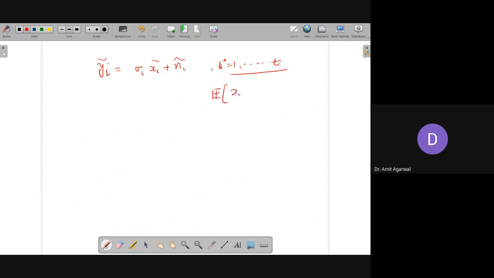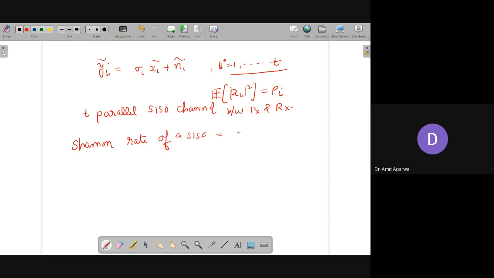And we say that each stream has power Pi. So there are T parallel SISO channels between transmitter and receiver. What is the Shannon rate of a SISO channel? If you remember, the capacity is log2(1 plus received SNR). So what is the received SNR for this case?